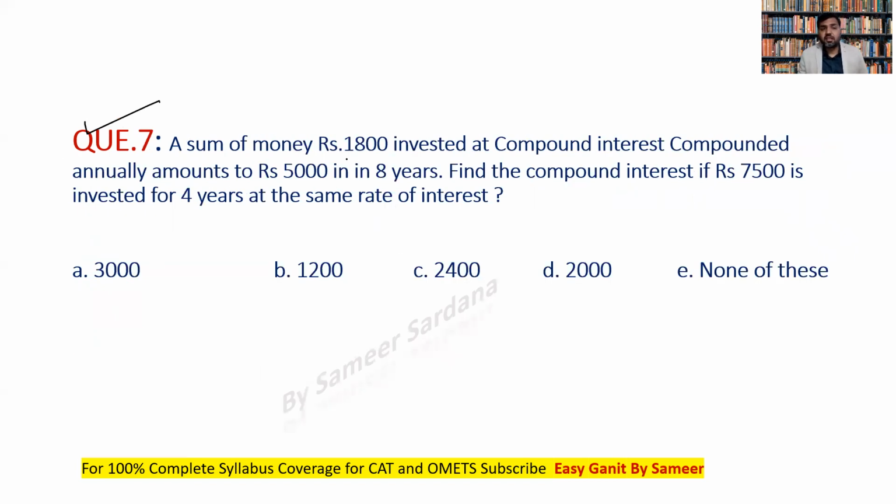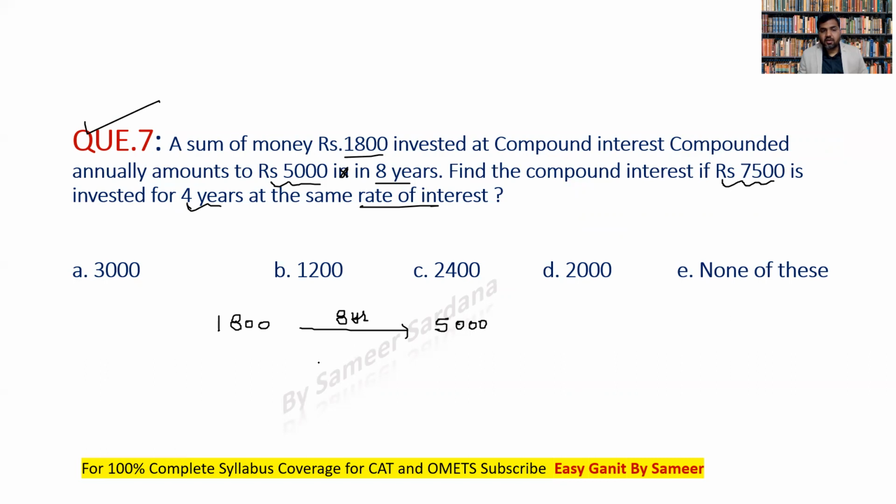A sum of money, rupees 1800, invested at compound interest compounded annually, amounts to 5,000 in 8 years. Find the compound interest if rupees 7,500 is invested for 4 years at the same rate of interest. So guys, I have this. You see that 1800 rupees is invested at compound rate of interest. This amounts to 5,000 in 8 years, right? This is happening in 8 years, right?